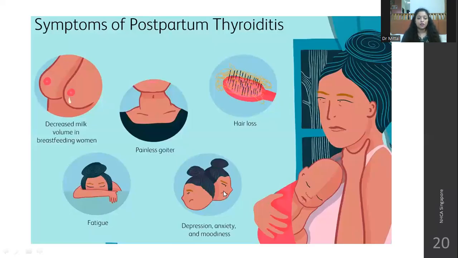So these are the symptoms of postpartum thyroiditis. Decreased milk volume in breastfeeding women, painless goiter, hair loss. Hair loss is usually associated with postpartum anyway. Fatigue, depression, anxiety, and moodiness. Okay.